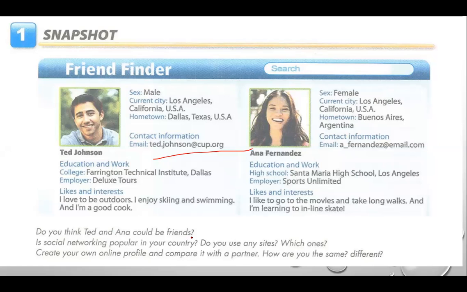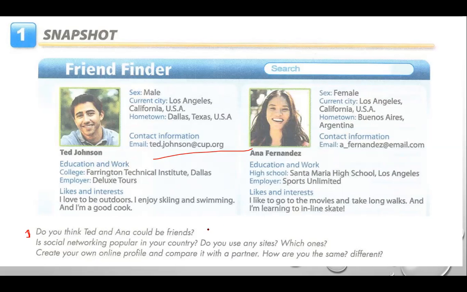you're going to discuss if Ted and Anna could be friends. Abajo tenemos unas preguntitas, ¿verdad? Y vamos a contestar las dos. Nos vamos a preguntar. We're going to ask and answer those two questions. And the first question is, okay? The first question is, so let me just, one second. So the first question is, do you think Ted and Anna could be friends?